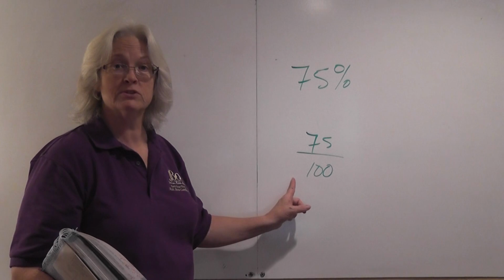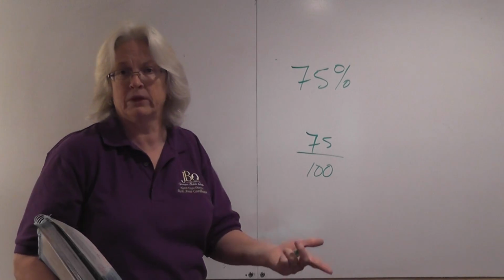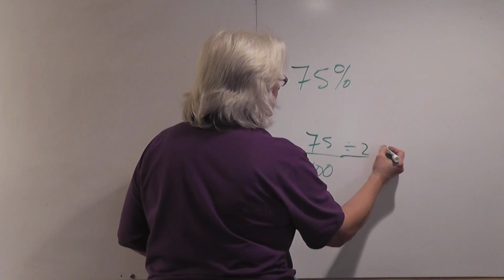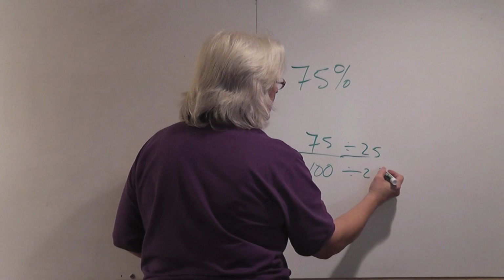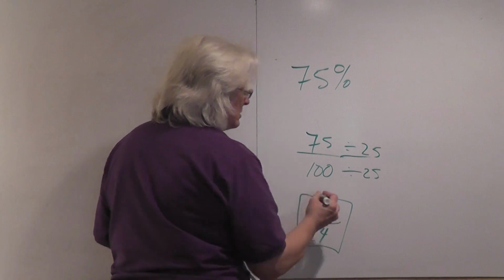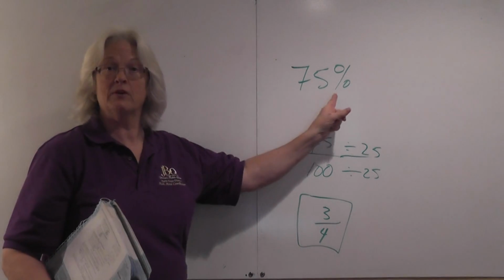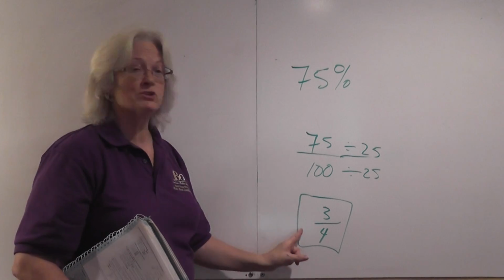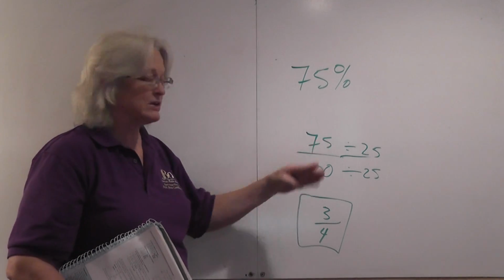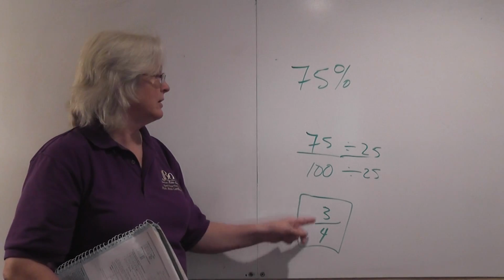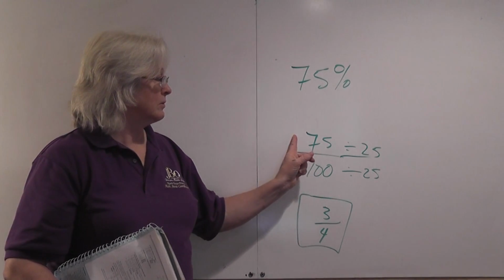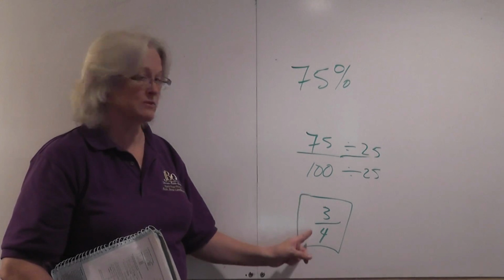How would you reduce this to lowest terms? A number of ways, but what they're keying in on you doing right now is if you divide the numerator by 25 and the denominator by 25, you have expressed the percentage, 75%, as a ratio in lowest terms. 75% is the same as 3/4, a relationship of 3 to 4.